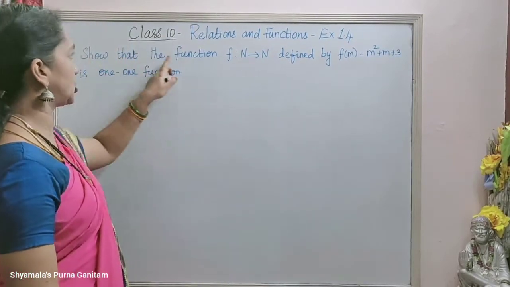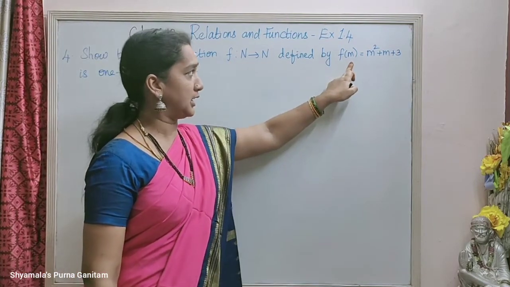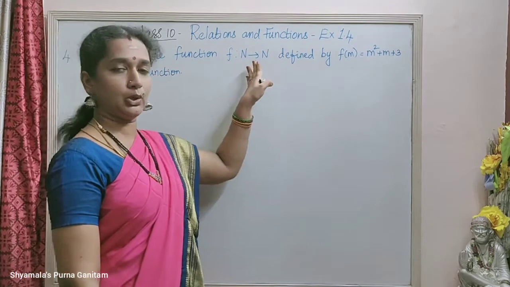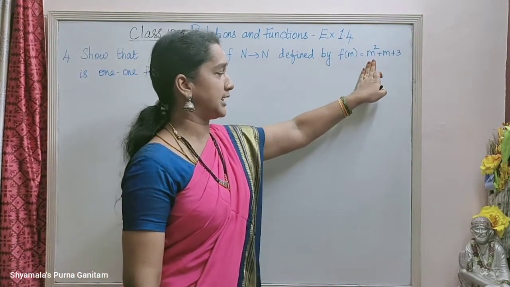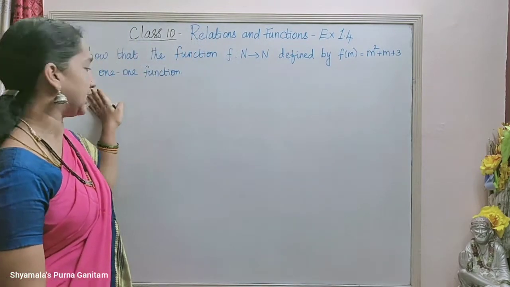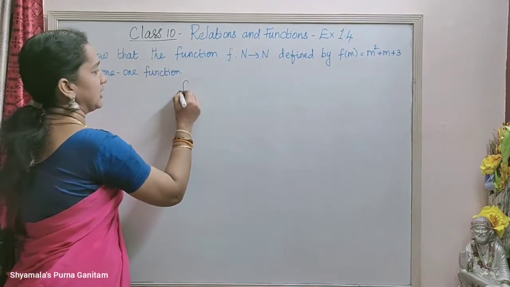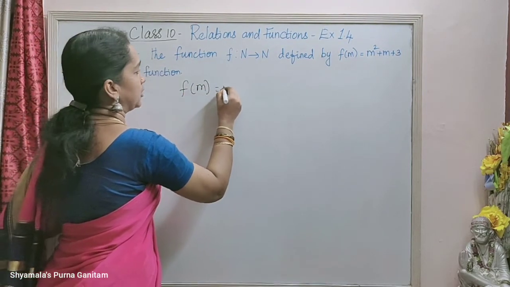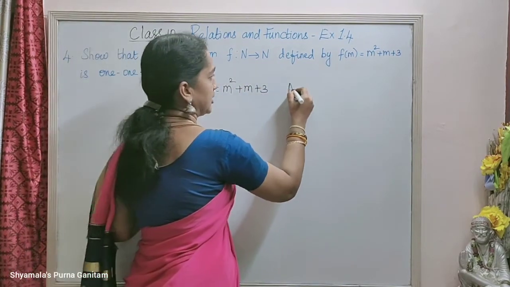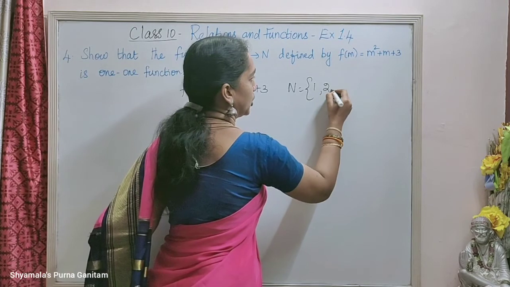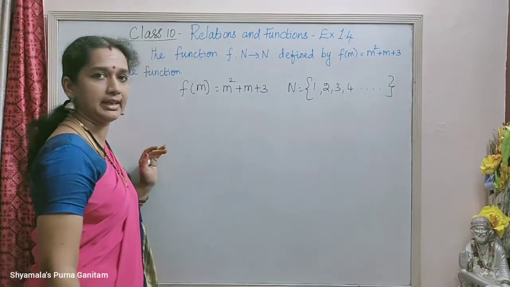Next sum is to show that the function from N to N, that is from natural numbers to natural numbers, defined by f of m is equal to m squared plus m plus 3 is a one to one function. So the function is given as f of m is equal to m squared plus m plus 3. Here N is the natural numbers, taken from 1.